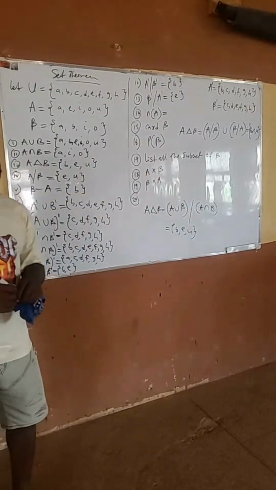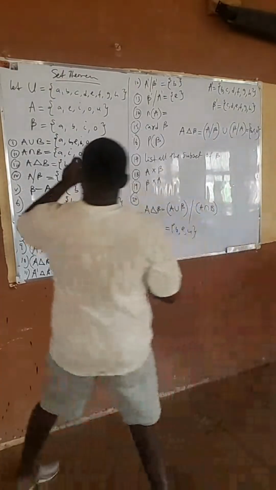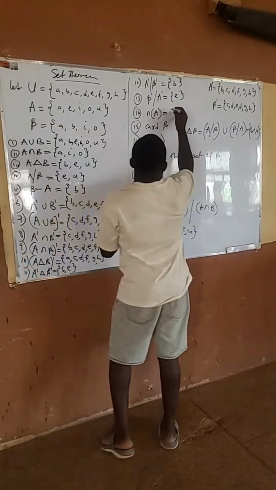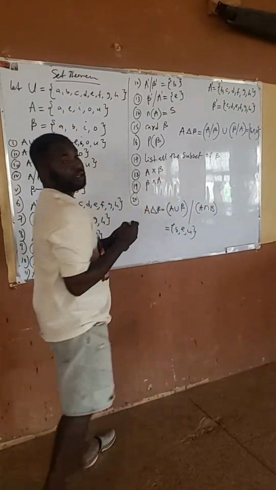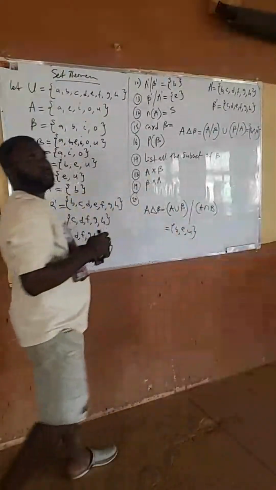So N of A simply means the cardinality of A. And cardinality simply means what? Who can tell me what cardinality means? The number of elements in that set. So let us count the number of elements in A. 1, 2, 3, 4, 5. So the cardinality of A is 5. Are you with me? So the cardinality of B should be what?